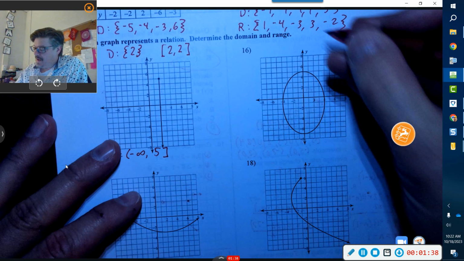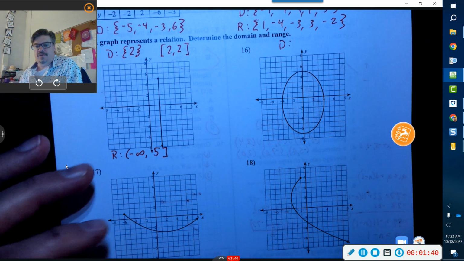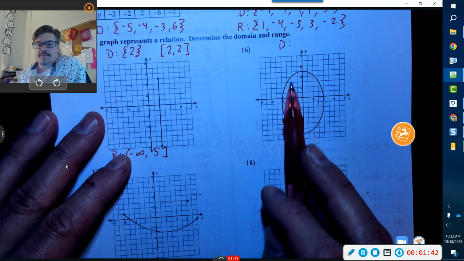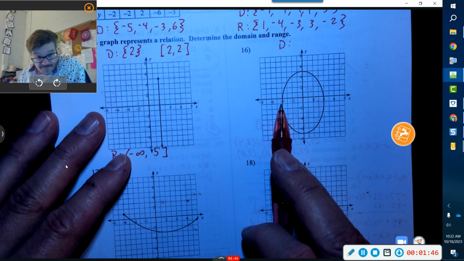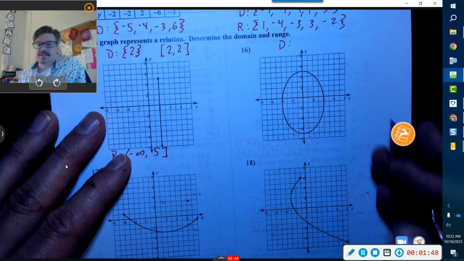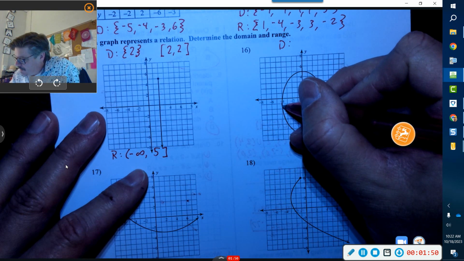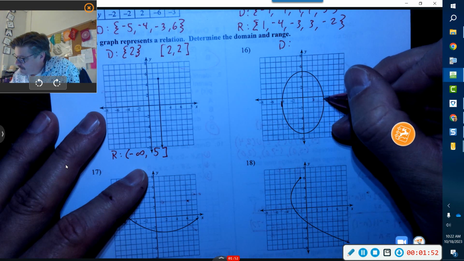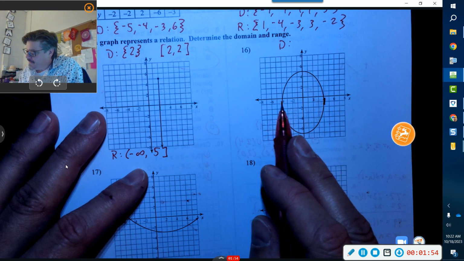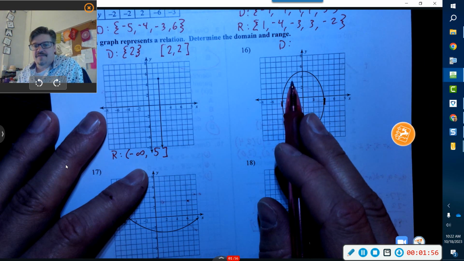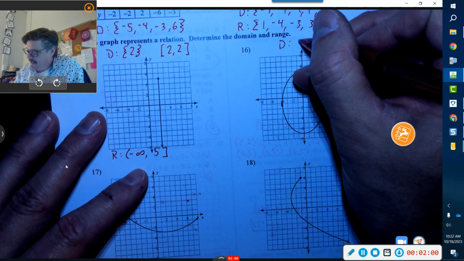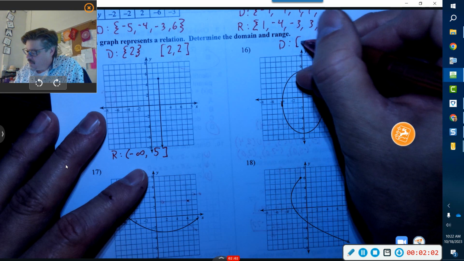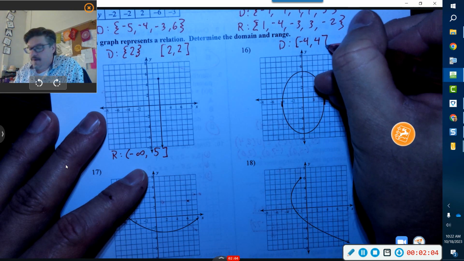Over here, the domain. Now, don't worry about ovals or circles because we're just going from the widest, from the leftmost all the way to the rightmost. It looks like the leftmost is right about there, and the rightmost is right about there. So from negative 4 to 4, I have values for x. I've got them underneath here too, but that doesn't matter. I'm going from negative 4 to positive 4.